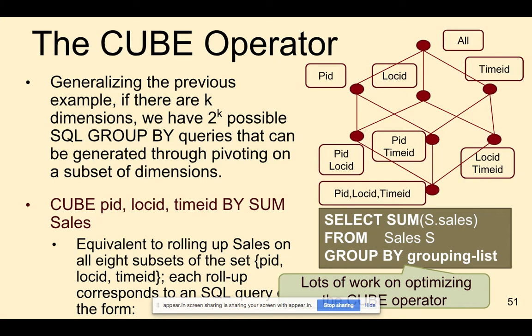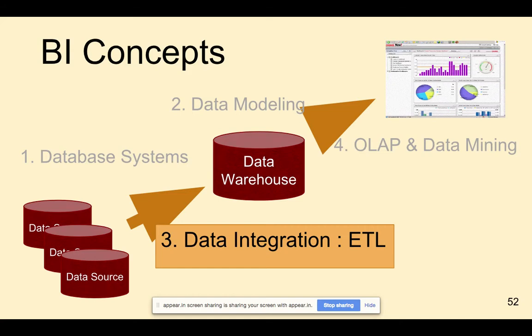So some systems support the cube by operator, right? Where you cube these 3 dimensions by sum on sales, right? In which case it will go ahead and compute this query where the grouping list is each of these cells. Alright. So anyway, but this is just really kind of FYI for you guys.